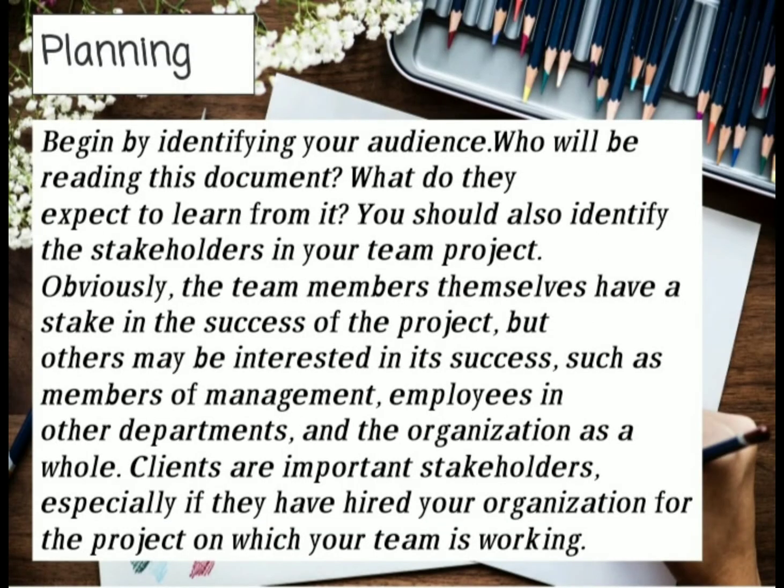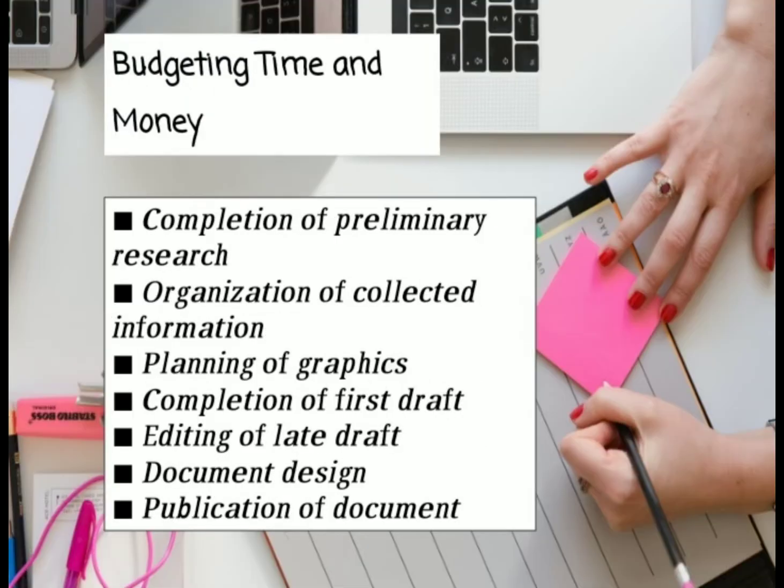Let's proceed to planning. Planning begins by identifying your audience. As part of the planning process, you must state clearly the desired outcome of the project. Your team goal should be more than simply producing the required document. Next is budgeting time and money, which includes completion of preliminary research, organization of collected information, planning of graphics, completion of first draft, editing of later draft, document design, and the publication of the document.